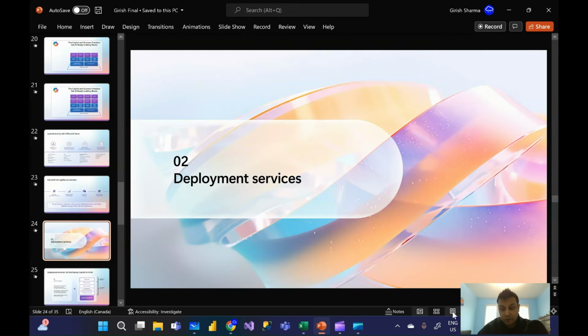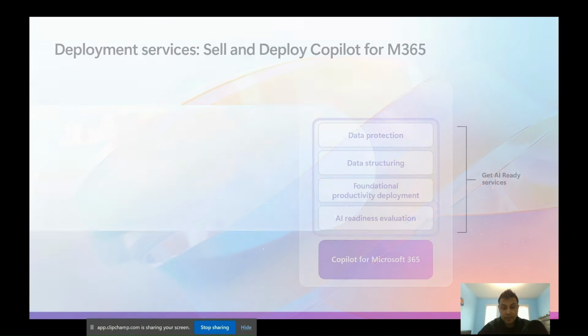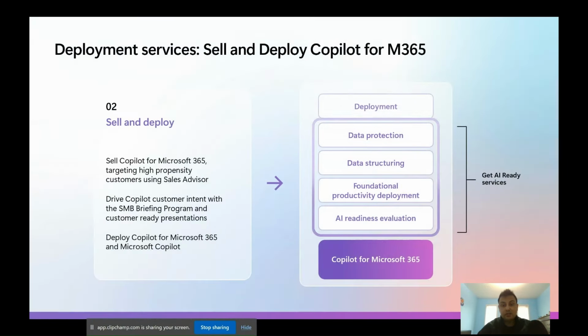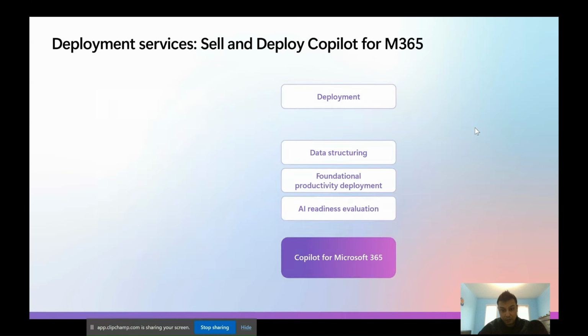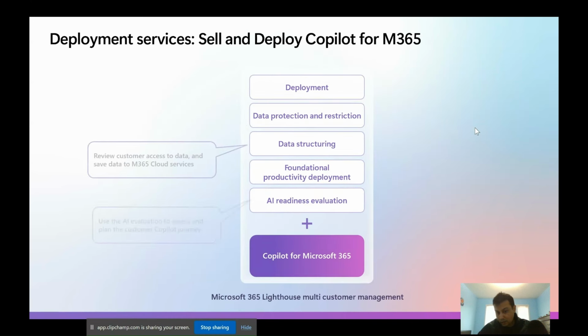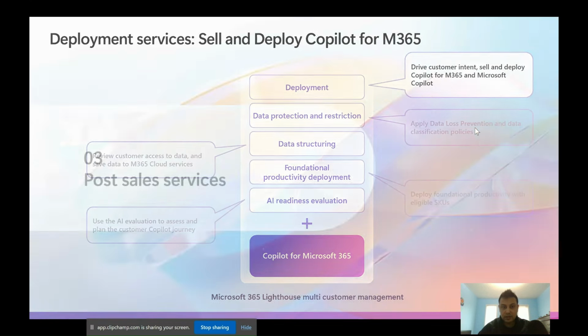Now, moving forward to the deployment services. So we discussed the AI readiness evaluation. We discussed the productivity deployment, the application, how you can protect and secure your data, and then you have the deployment. And I'm going to come to the deployment in a moment. I already explained to you about the 365 Lighthouse to manage your multiple customers from one single interface.